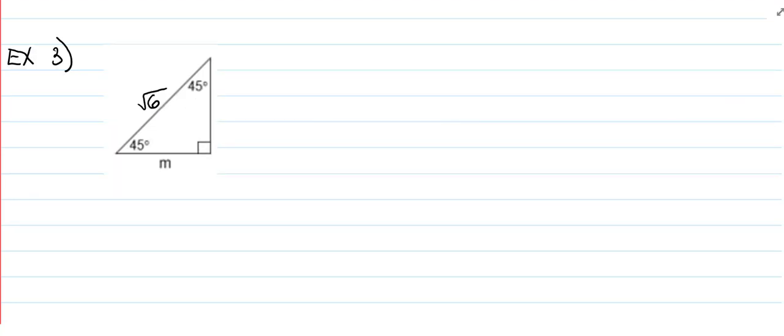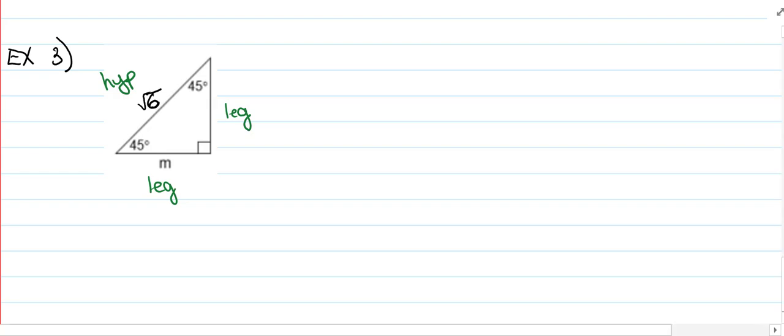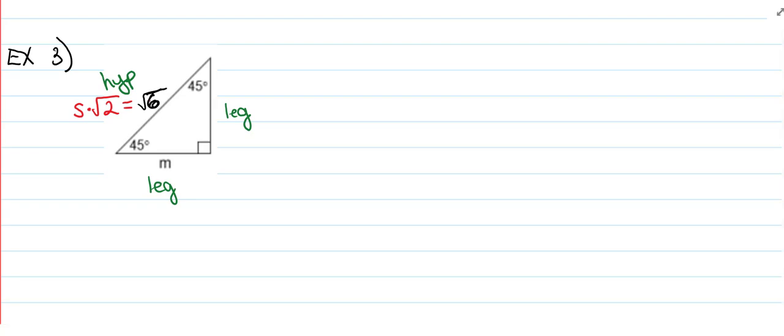In this last example, again, labeling our side lengths, we know the hypotenuse is that side that is the square root of 6. So the same thing that we just did in that last problem, we are going to know that this side is S times the square root of 2. Our hypotenuse is whatever our leg is times the square root of 2. So we're going to solve this equation.